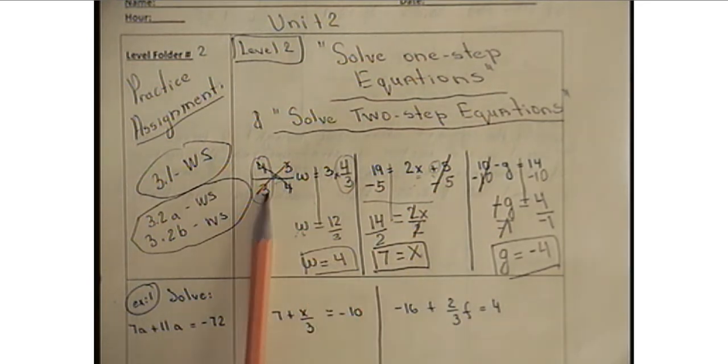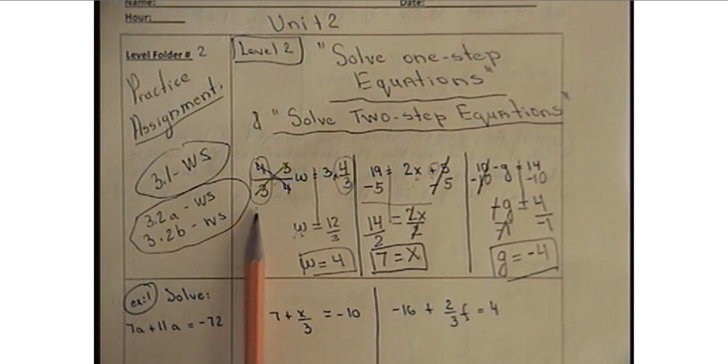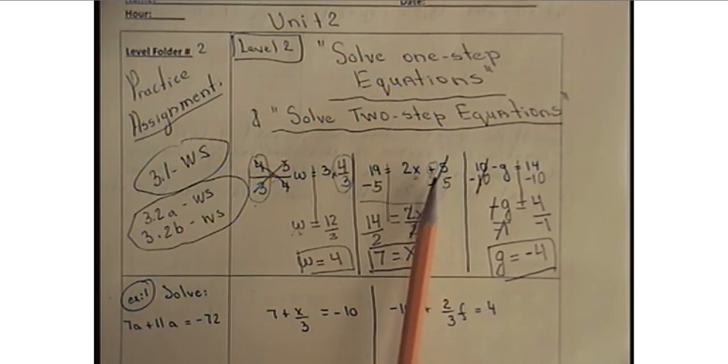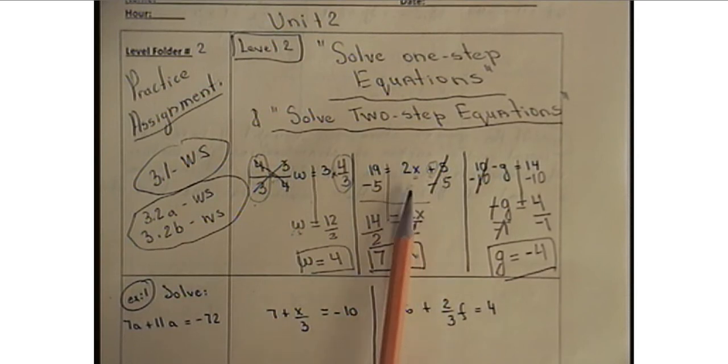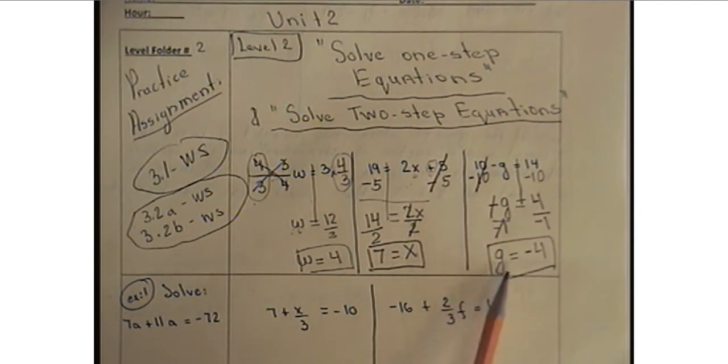You may see a fraction where you have to apply a reciprocal fraction in order to cancel. You may see an example where first we subtract or add numbers and then we divide in order to cancel and get variable x. And you may see an example where you get negative variable equals a number and you have to change that to positive to get the final answer.